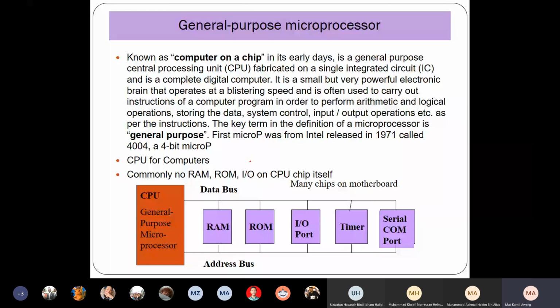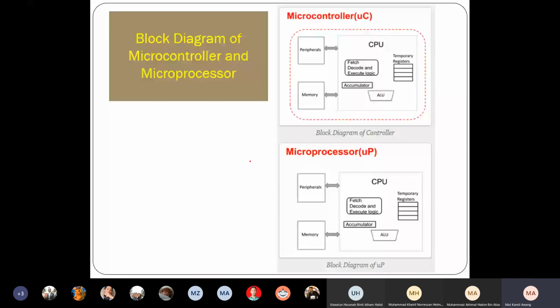Okay, so if you look at the previous one, for the microprocessor, the peripherals and memory are outside of the CPU. So it's not integrated with the CPU. Whereas for microcontroller, peripherals and memory are actually integrated with the CPU. You see after this.